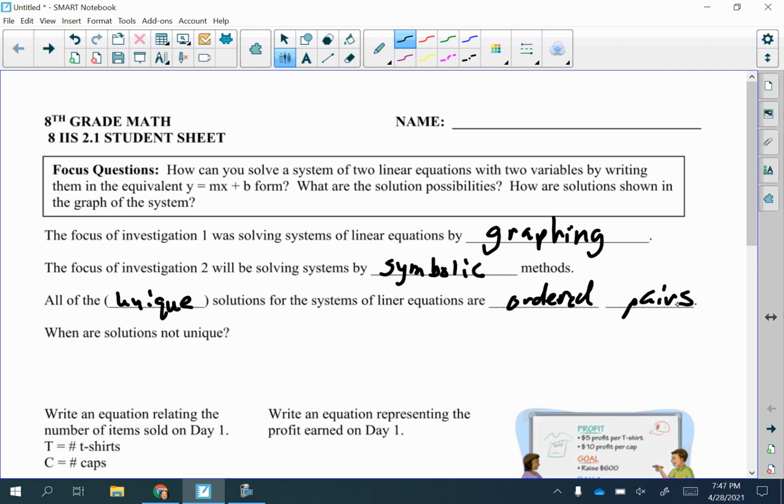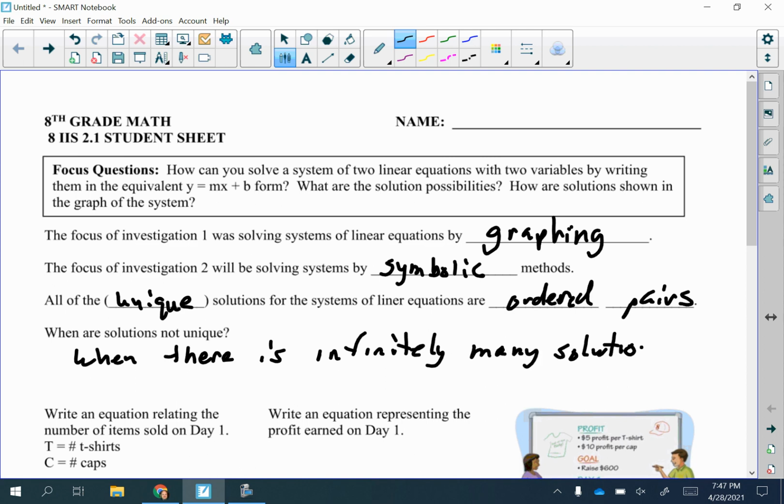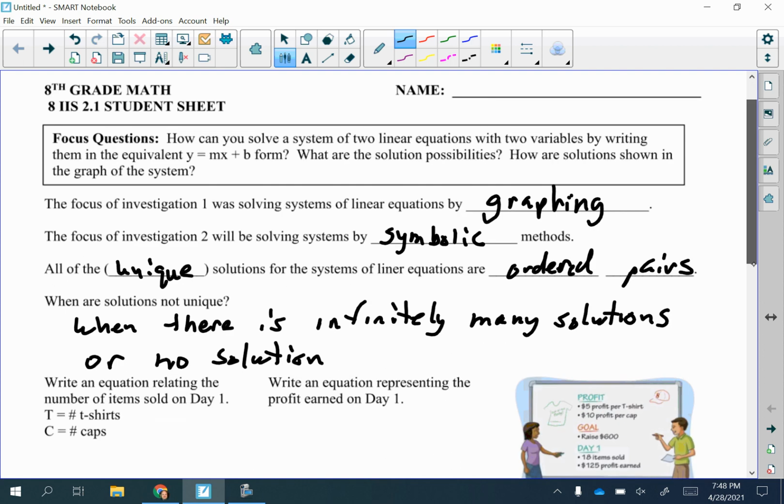Okay. It says when are solutions not unique, meaning one solution. That means when there is infinitely many solutions. So when two equations are the same, or when there's no solution. That means you have the same slope, different y-intercept, meaning parallel lines. So in terms of how we use that, well, we'll start off with a story problem.